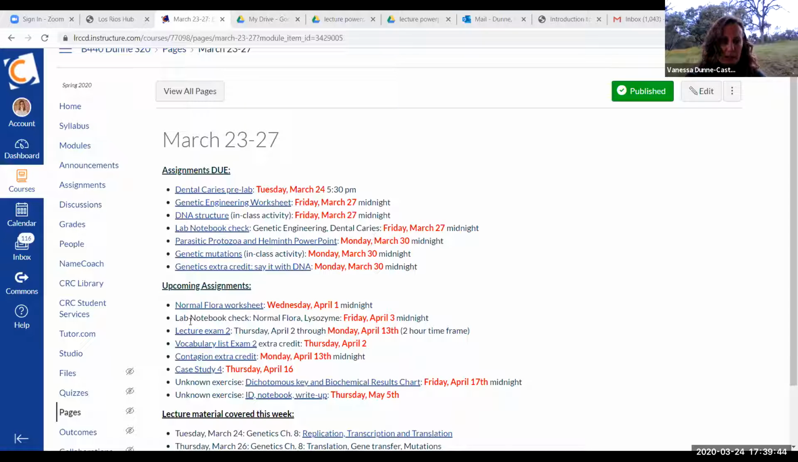week. For example, down here under upcoming assignments, you see the second one here, lab notebook check. This is for next week. This will be the normal floor exercise, and then the lysozyme lab that we will talk about or start next week. Both of those will be compiled together, and you'll submit those in another Canvas drop by next Friday.